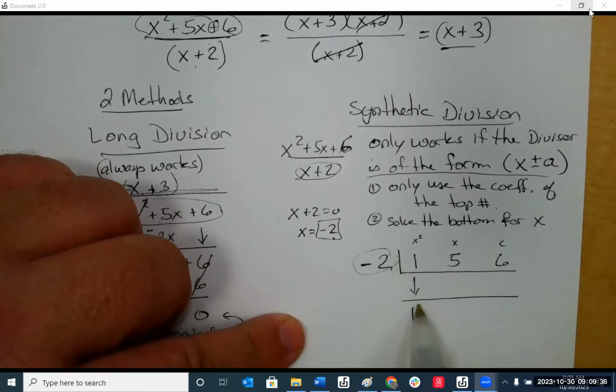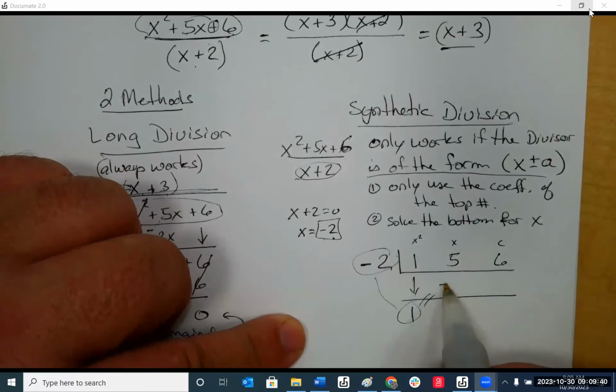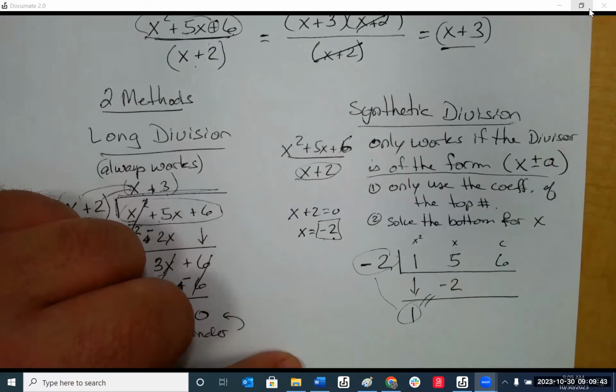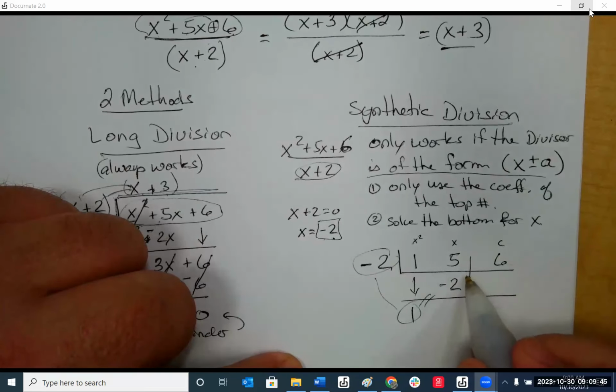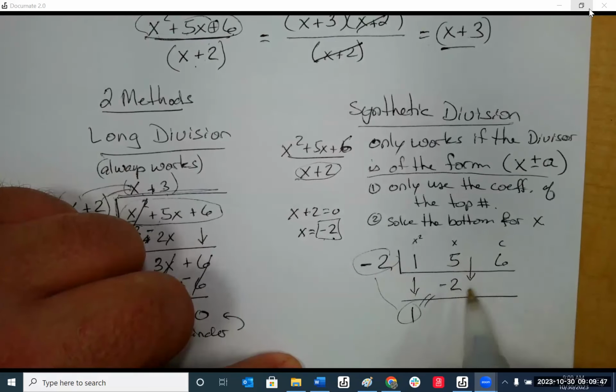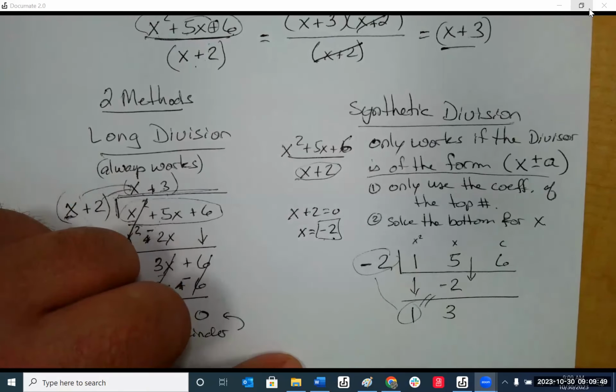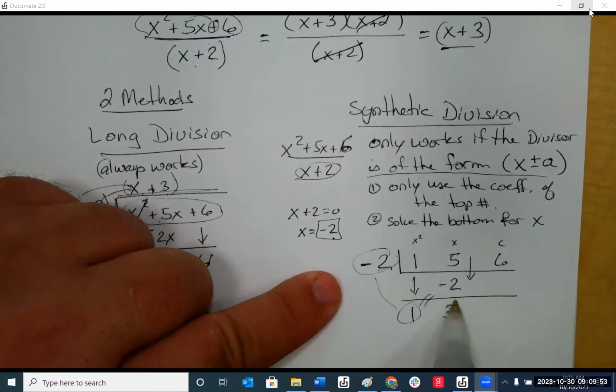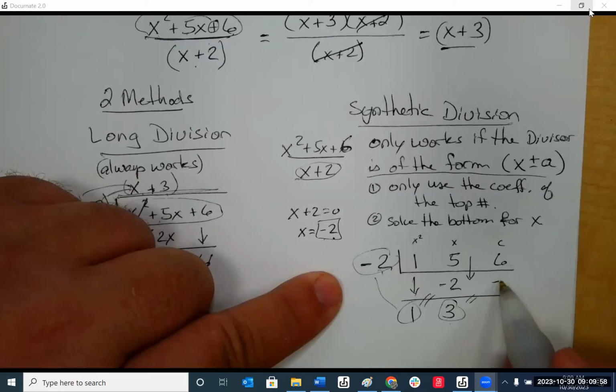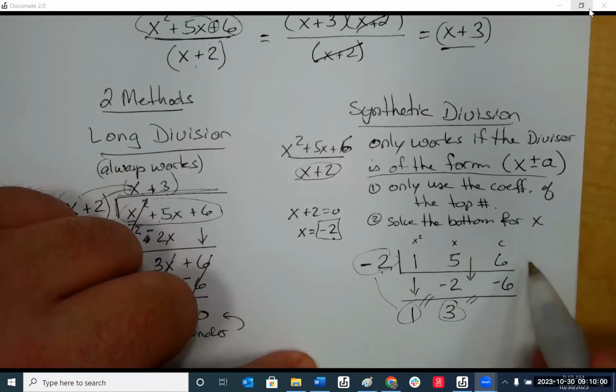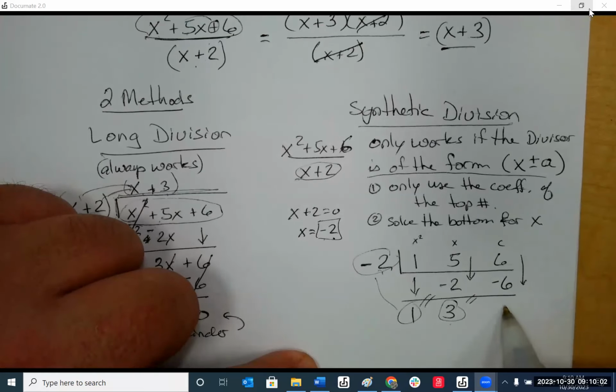I multiply these two numbers and put it there. -2 times 1 is -2. Add straight down. 5 minus 2 is 3. Multiply these two now. -2 times 3. That goes there. So it's -6. Add straight down.